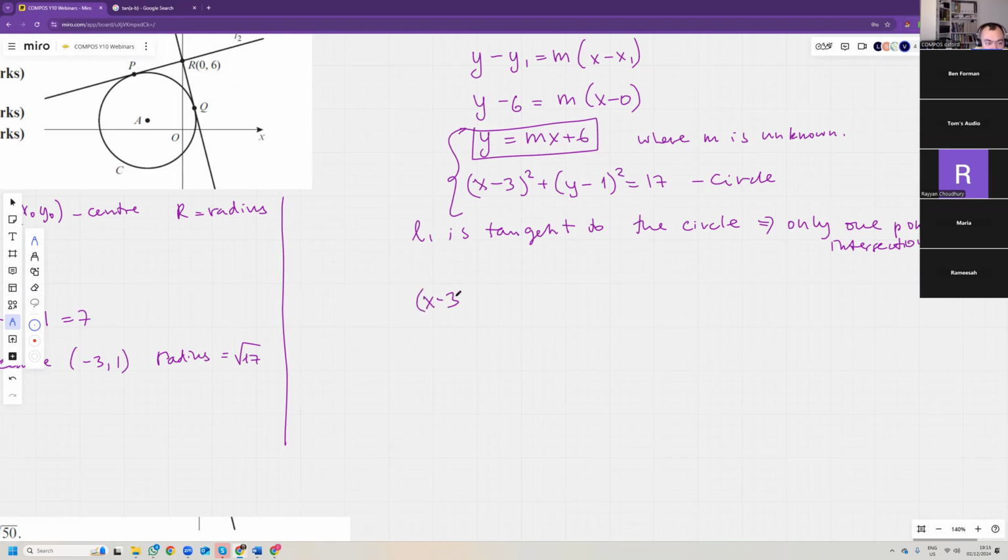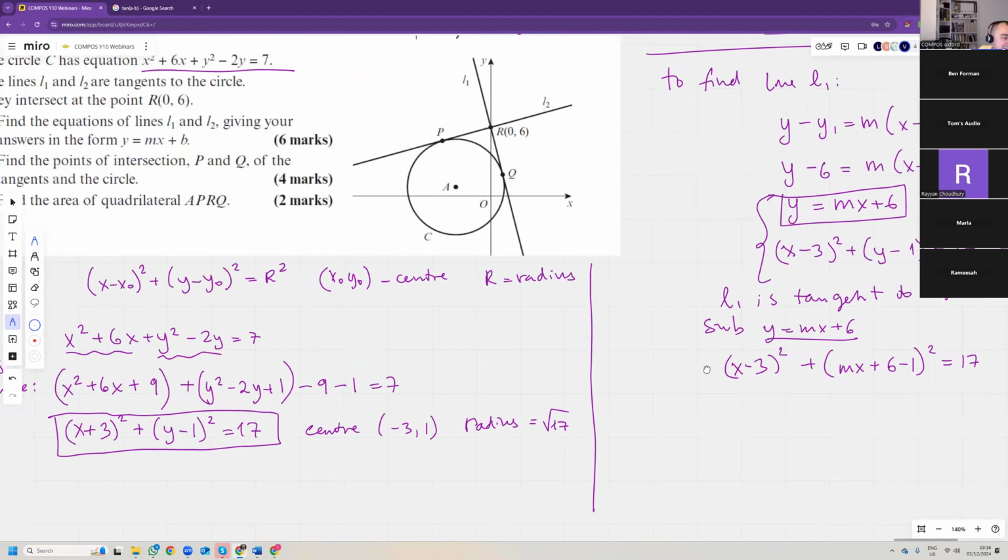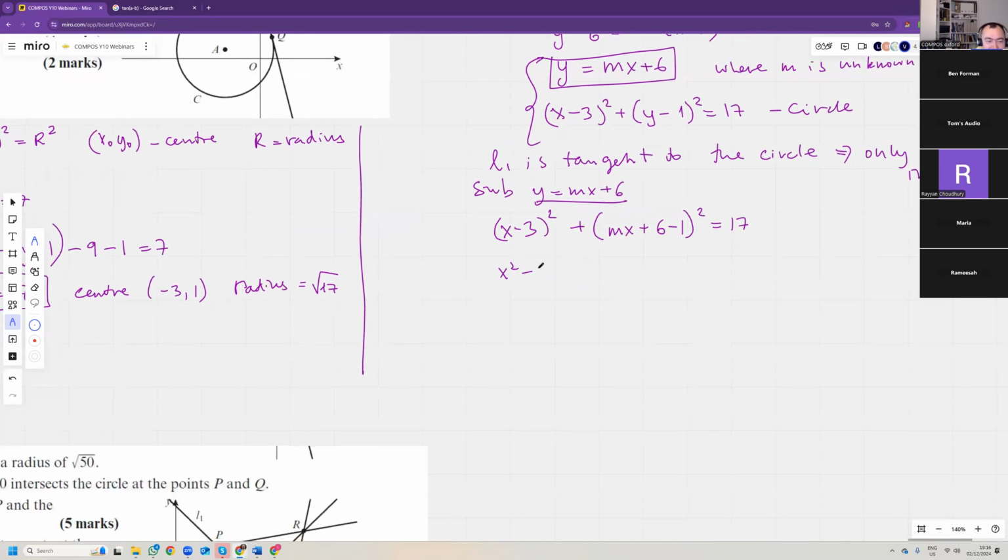So (x minus 3) squared, and substitute y equals mx plus 6. x squared plus (mx plus 6 minus 1) squared equals 17. Open the brackets. Well, actually, we didn't have to do this. x squared minus 6x plus 9 plus, this is 5, so m squared x squared plus 10mx plus 25 equals 17.